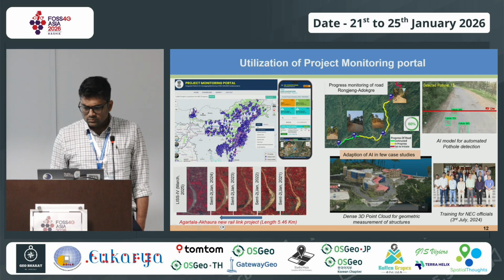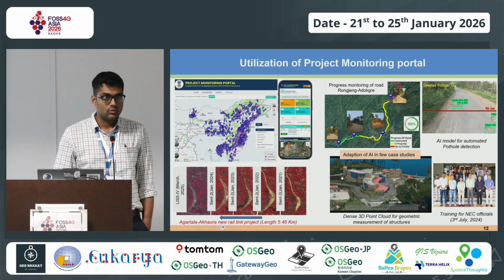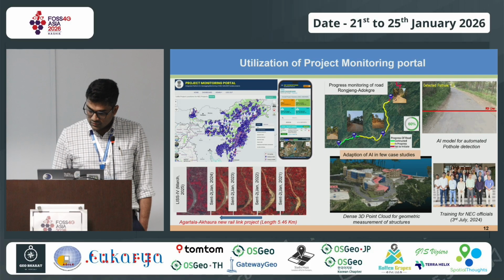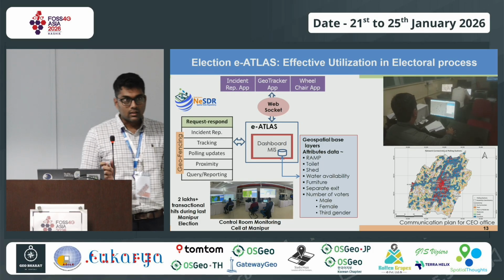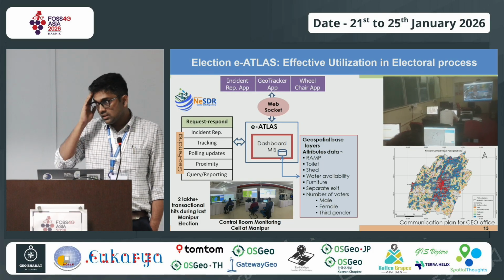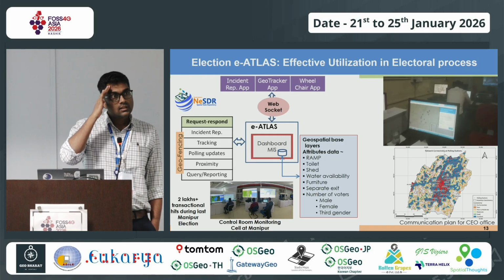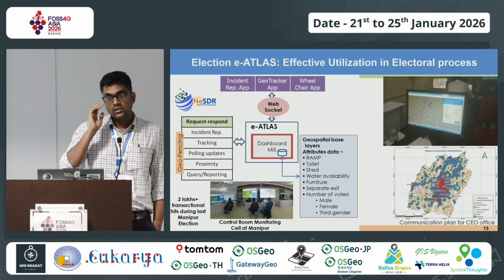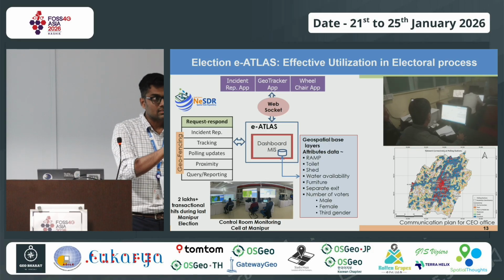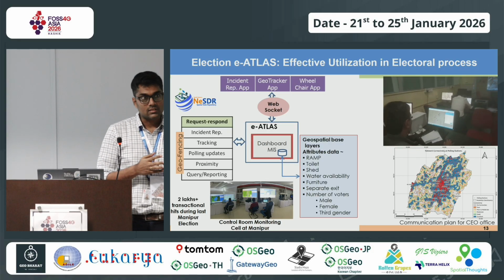And obviously, once you develop it, you train the people, and this was also launched by the then Honorable President of India, Sri Ramnath Kovind. Now, the next one is how we have been effectively able to utilize GIS in the field of elections. Elections is basically a two-step process. The first one is the planning phase, and the second one is the monitoring phase.